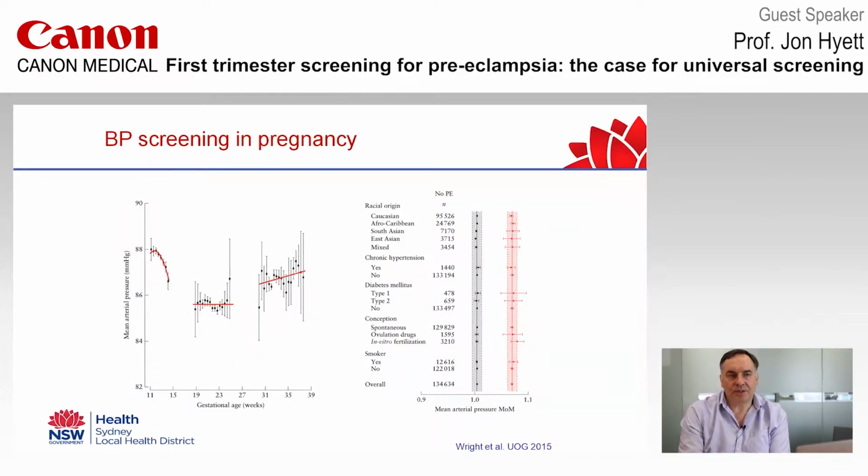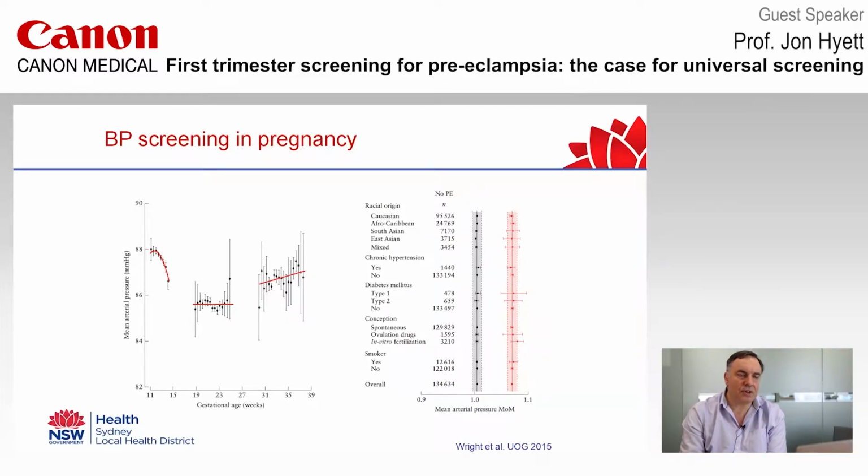Back to implementation. The cheapest part of implementation is measurement of blood pressure. But it's important that it's done in a standardized way, using equipment that's validated for use in pregnancy. That way you can take the raw measurements, which you can see here on the left-hand side. You can see what happens with mean arterial pressure. It goes down in the second trimester, then comes back up in the third.